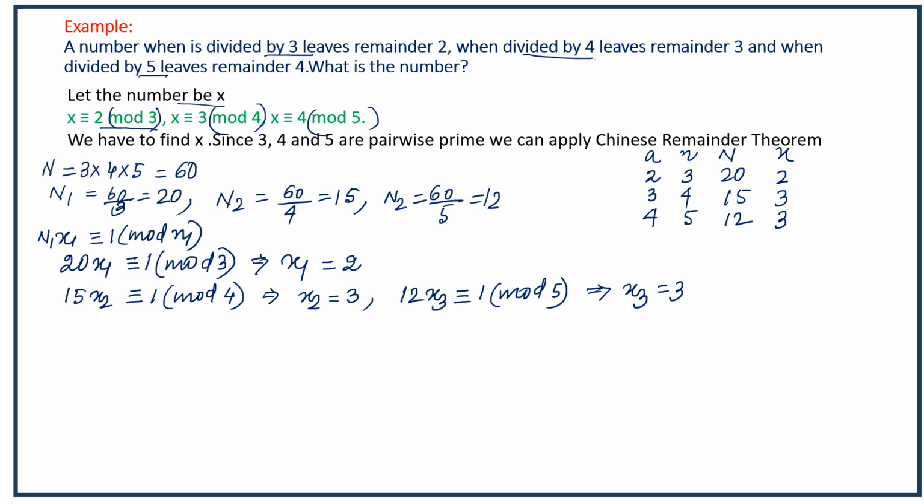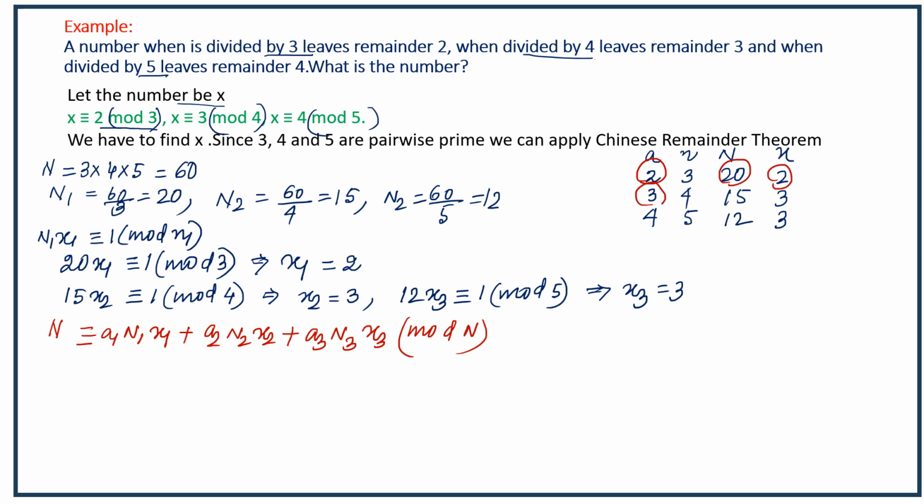Now coming to x. So x is equal to a1 n1 x1 plus a2 n2 x2 plus a3 n3 x3 modulo n. Then the statement for last. So we will multiply 2, 20, 2; 3, 15, 3; 4, 12, 3, and we'll take the sum. So x is equal to 2 into 20 into 2. It will give you 80 plus 3 into 15 into 3, 135 plus 4 into 12 into 3, it will be 144, and modulo n, n we have got 60.